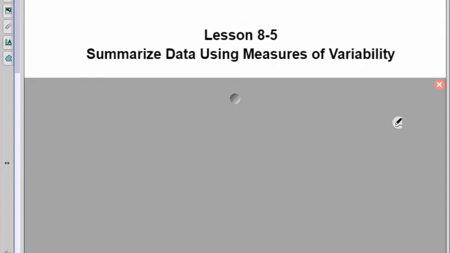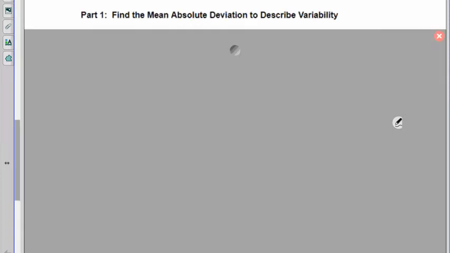Now, the range was a measure of variability, right? It said how far apart the data was spread. This is going to go a little bit further with that idea. Well, there was a whole lot of definitions on there under vocabulary.